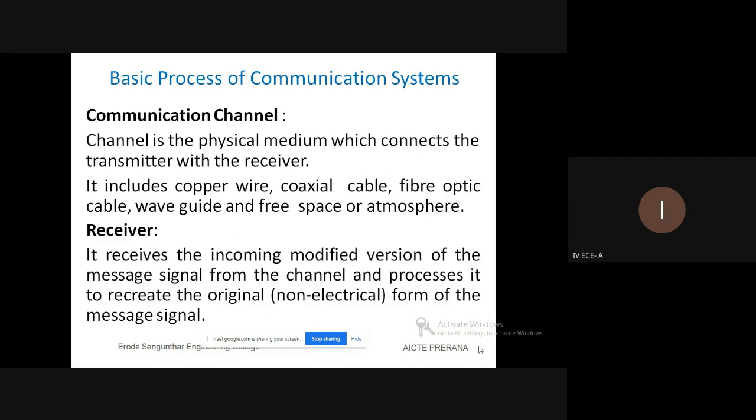The next one is the receiver. The function of the receiver is to receive the incoming modified version of the message signal from the channel and process it to recover the original information.